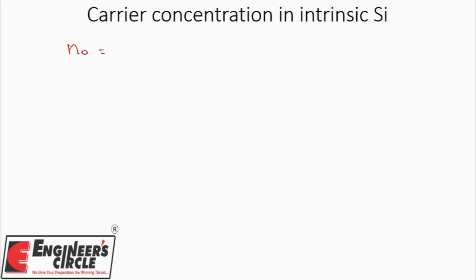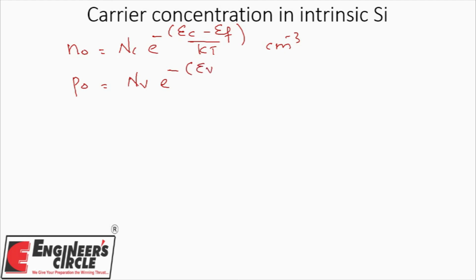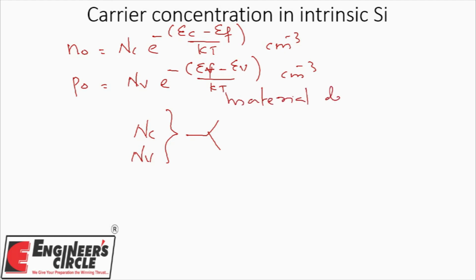We have n0 equal to Nc e power minus of (Ec minus Ef) divided by kT, centimeter raised to minus 3, and p0 equal to Nv e power minus of (Ef minus Ev) divided by kT, centimeter raised to minus 3. Remember, the quantities Nc and Nv are material dependent, and also depend upon temperature. So if you look at literature, you get the values of Nc and Nv for all the different types of semiconductor.